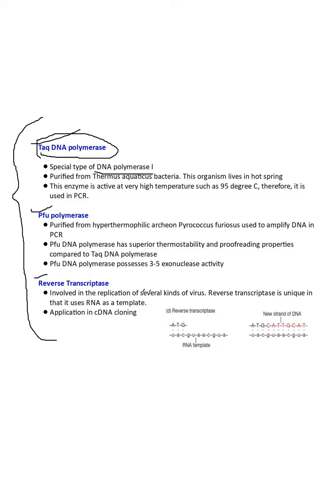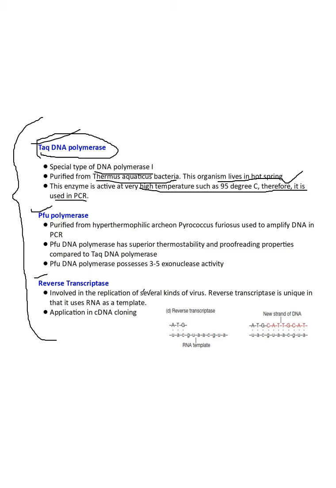Taq DNA polymerase is a special type of DNA polymerase 1 and it is purified from Thermus aquaticus bacteria. This organism lives in hot springs, which is a very important point. This enzyme is very active at high temperature, so it is known for surviving in high temperature.